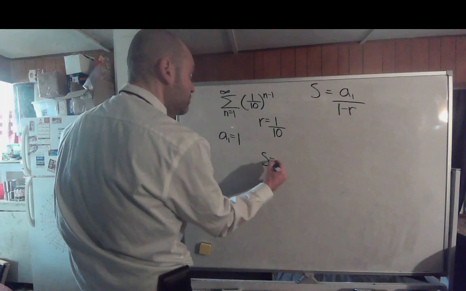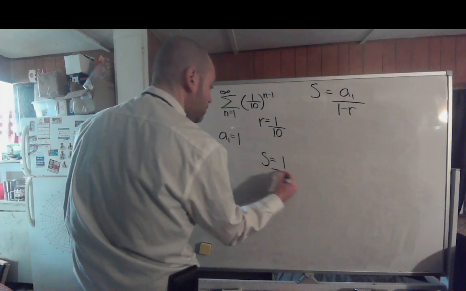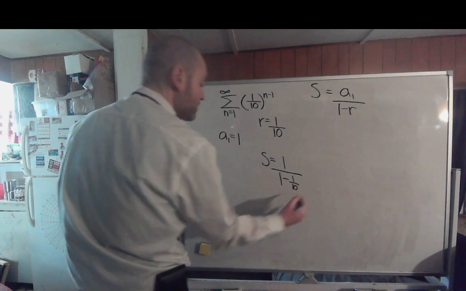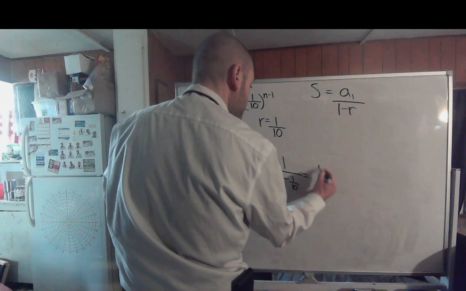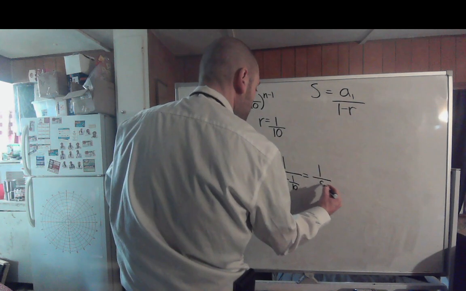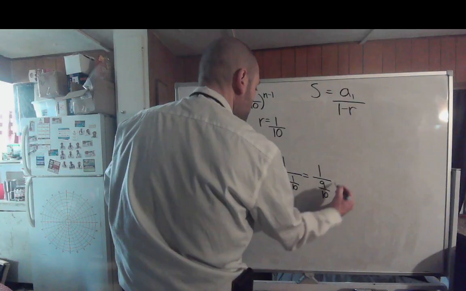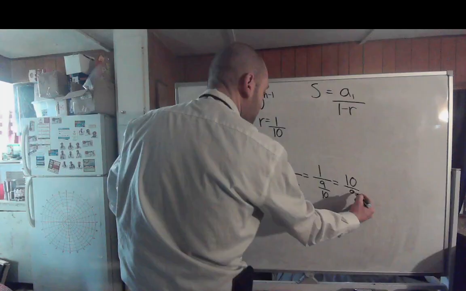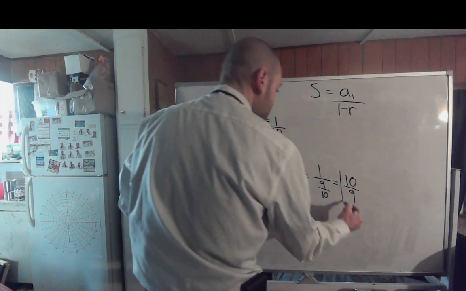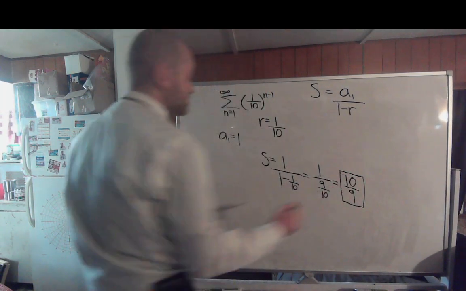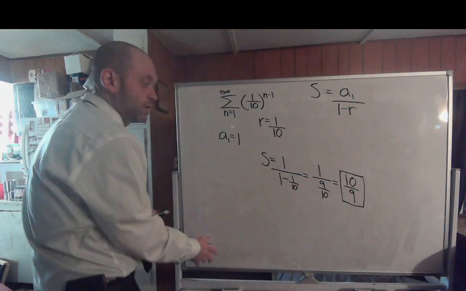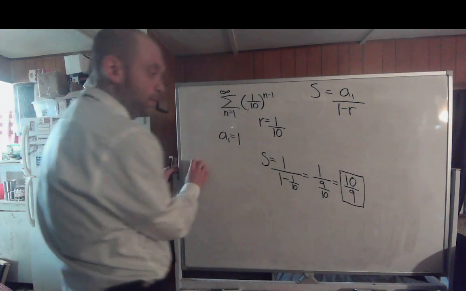So your sum would equal your a sub 1, which is 1 all over 1 minus your common ratio of 1/10, which would end up giving you 1 over 9/10, which would converge into 10/9, or 1 and 1/9. That would be the sum of this infinite geometric series. You'll get 10/9, or 1 and 1/9, however you choose to write it.